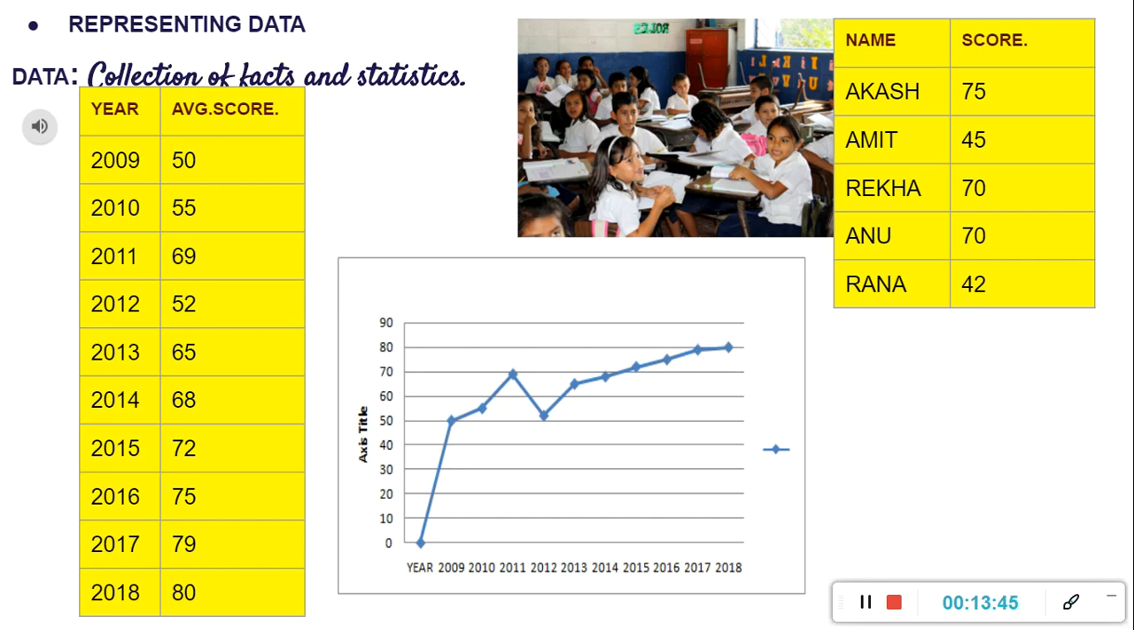Clear? Now, why do we talk about this data? Now I just see here, in this entire class there are some 100, 200 students. When you have such a long list, managing that data or interpreting it becomes difficult, isn't it? So that is when we talk about organizing data.